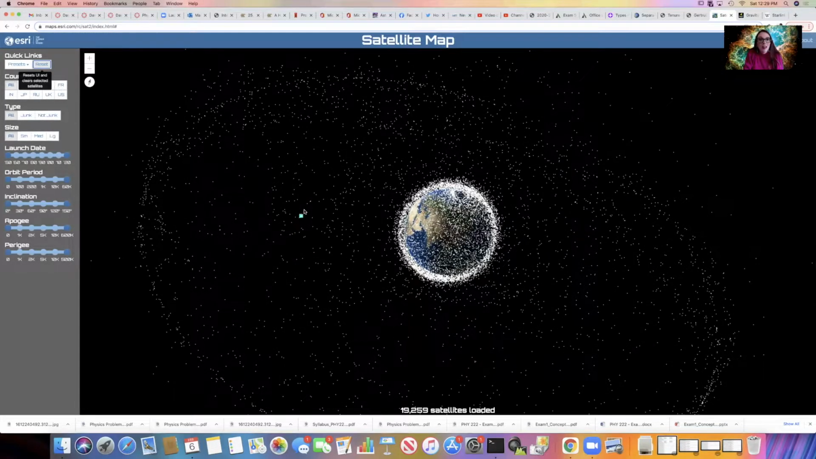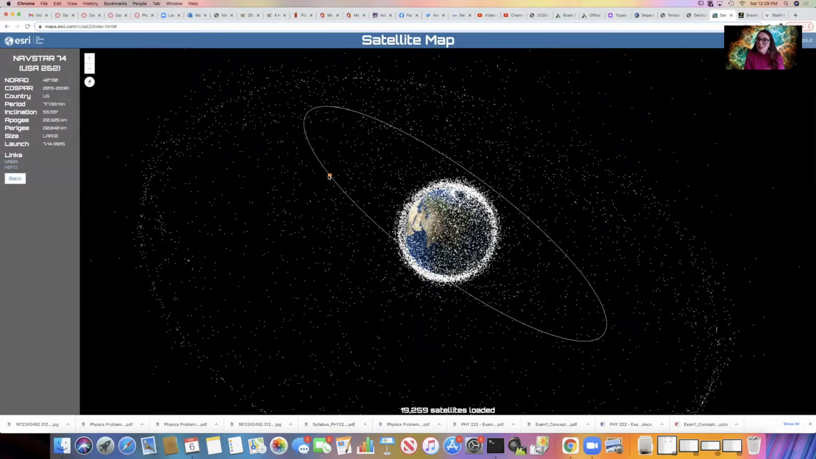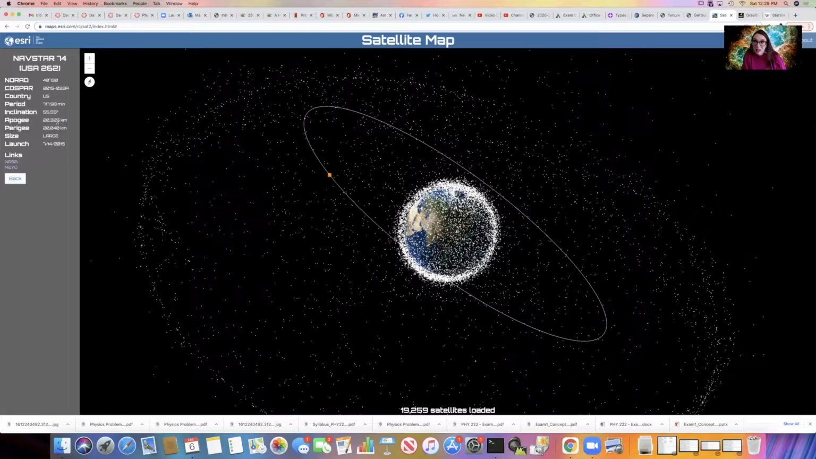And you can even click on any one of these dots and it highlights the orbit of that satellite around the Earth. And then up here in the corner, it shows me the perigee. Gee means Earth. So perigee is the closest approach that this satellite makes to the Earth. Apogee is the furthest approach, the furthest distance that that satellite has around the Earth as it's orbiting.